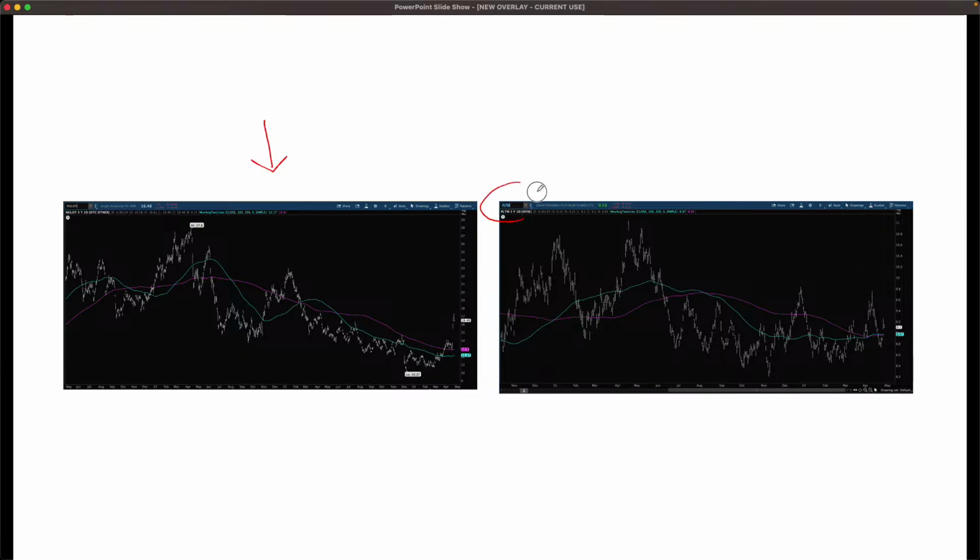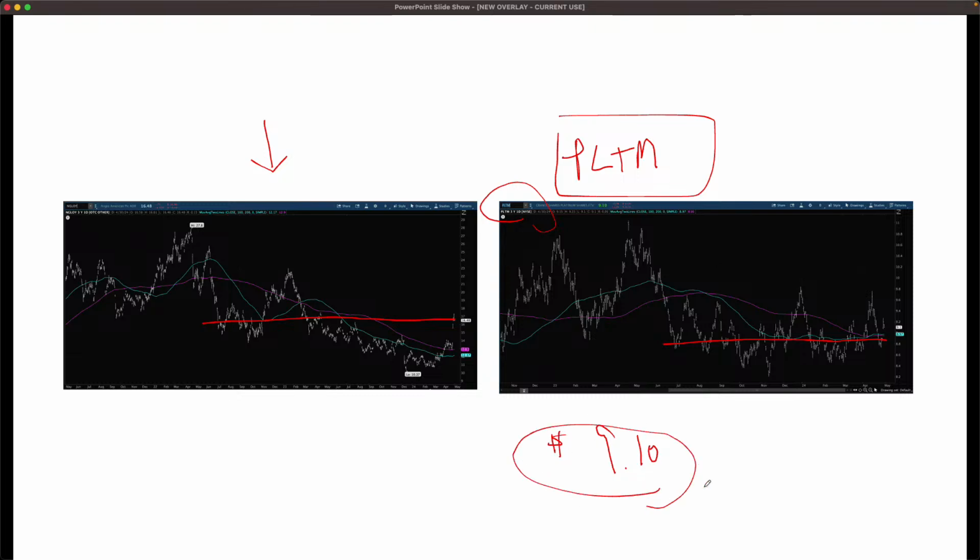I like PLTM. PLTM is a name that we've followed at Masters in Trading for the last 5 years. PLTM, you'll see, is right in the middle of its range. When you look at the physical platinum, it's already rallied. PLTM has not yet rallied. Sadly for us, there are no options on this stock. But what I do like is buying the stock. Last price, 9.10. We have long-term inflation. We have platinum, very, very inexpensive relative to silver.